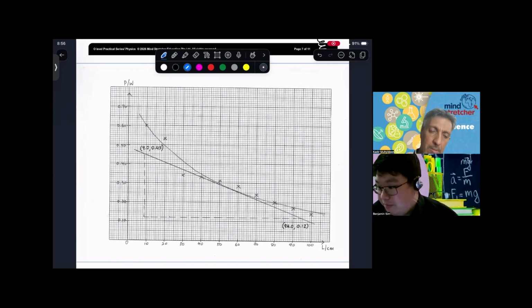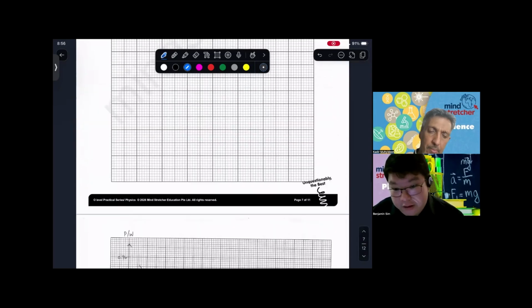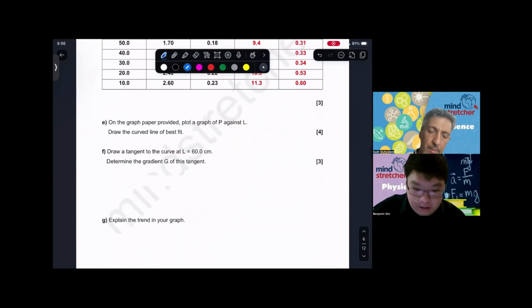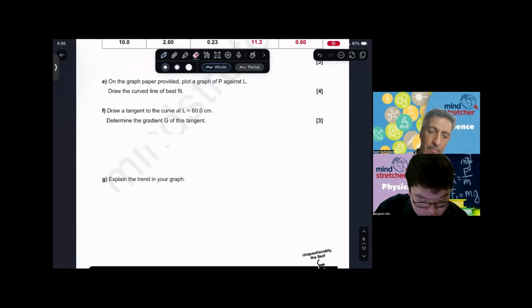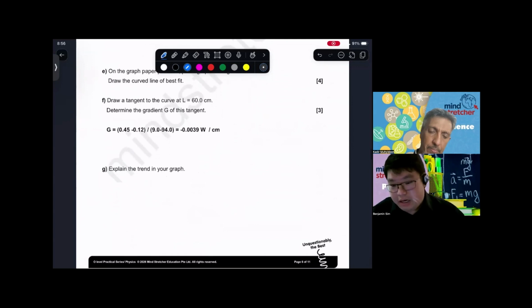Okay, so guys, now that we have the graph already, based on what we have, we are going to calculate the gradient. For your gradient, you do your y1 minus y2 over x1 minus x2. Okay, and then you will get an answer here, which is negative.